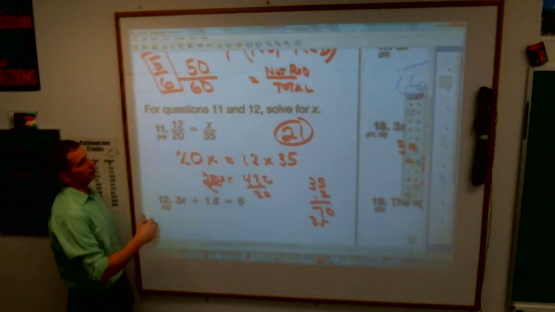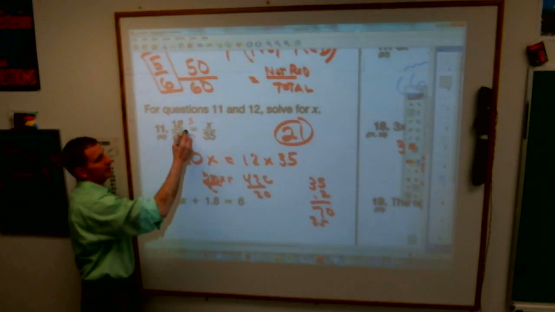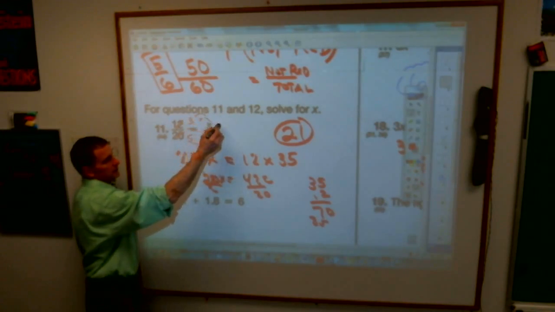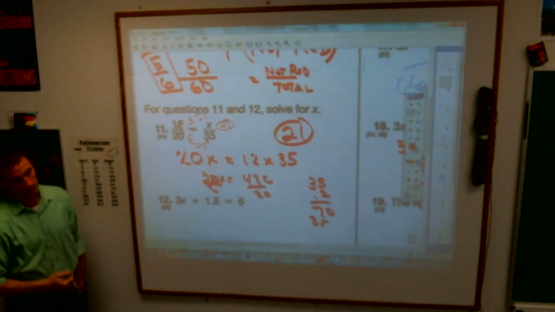Let's go higher, let's go 4. 4 goes into 12 3 times, 4 goes into 25 times, and there you go, you can just do 5 times 7, 3 times 7 is 21. Whichever way you prefer.